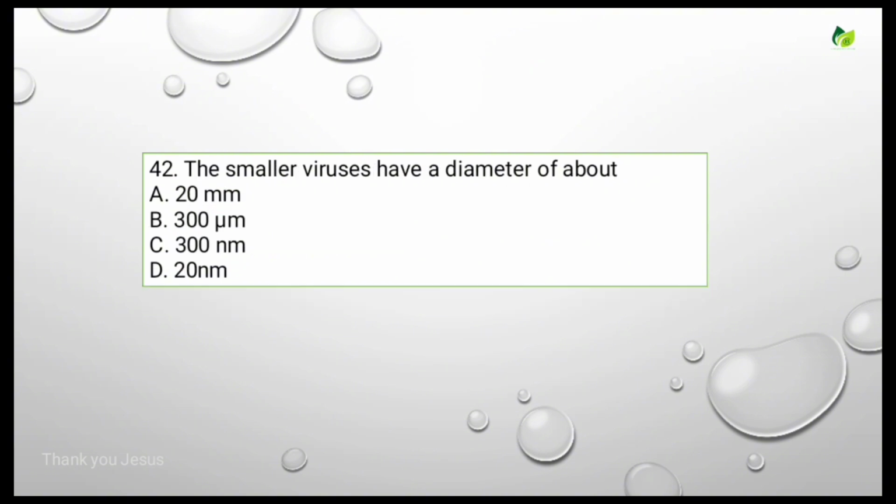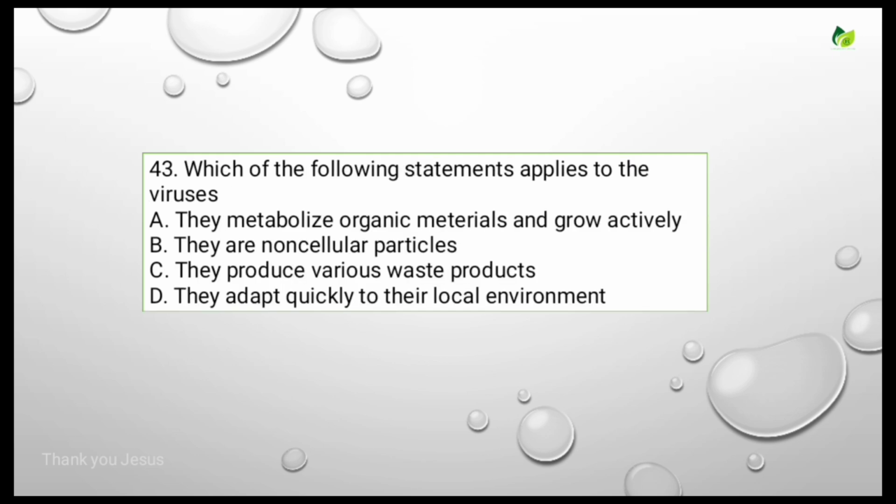Let's see the next question. The smallest virus has a diameter of about 20 mm, 300 μm, 300 nanometers, 20 nanometers. For this, the correct answer is 20 nanometers. Let's see the next question. Which of the following statements applies to the viruses? They metabolize organic materials and grow actively. They are non-cellular parasites. They produce various waste products. They adapt quickly to their local environment. So actually, they are non-cellular particles.